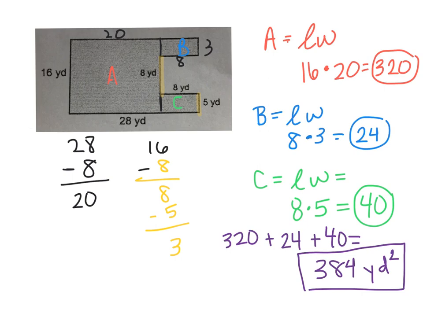Okay, you're going to move on to level E. Remember, you're going to be missing numbers, just like we did here. Look for the parallel sides, the ones going the same direction, to help you find those missing numbers.